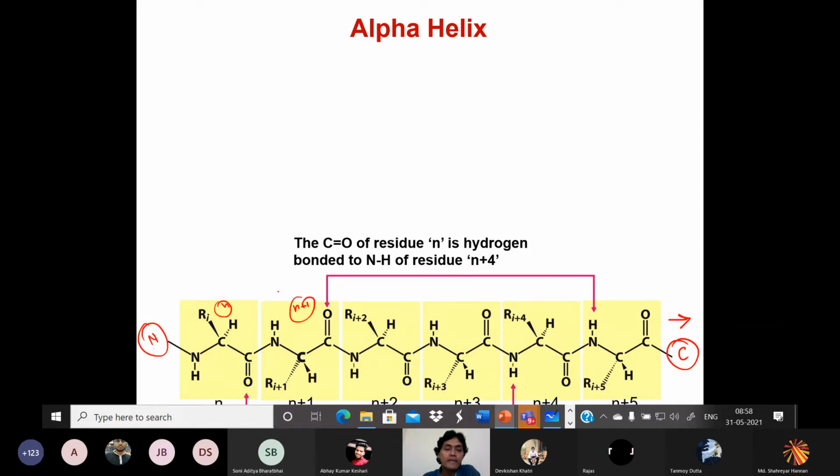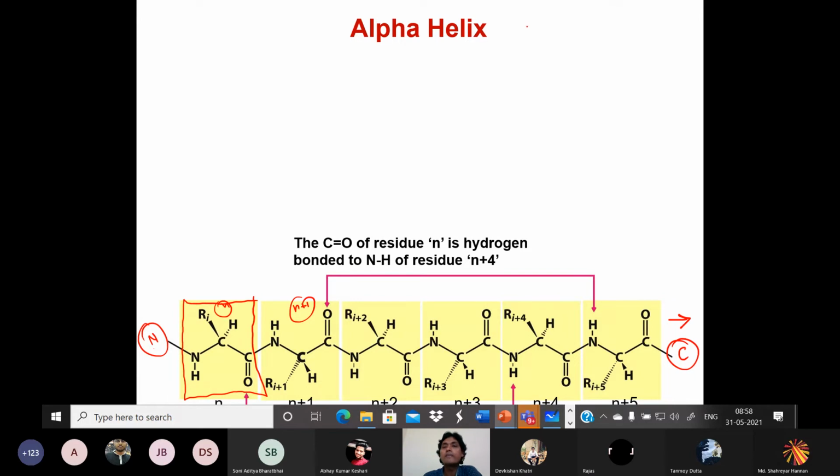So now if you see in this amino acid, here you have the CO group, the carbonyl carbon here, and this is oxygen here, CO group. And now in the next one you have the NH group, and it's repeating like this. What happened in the case of alpha helix?